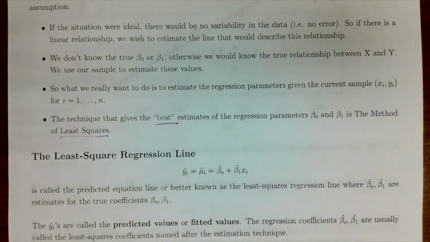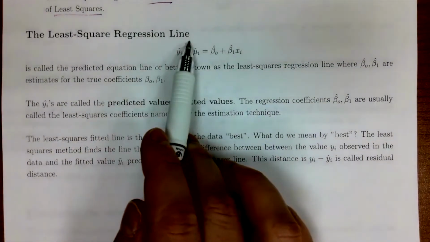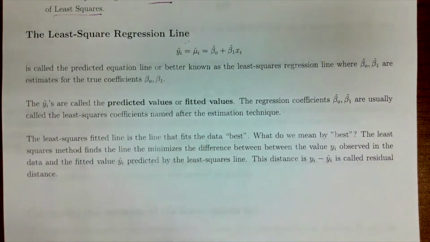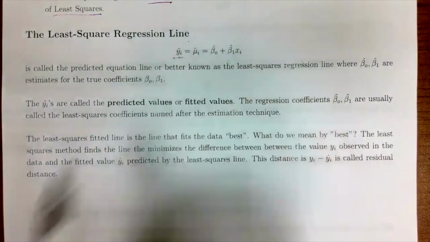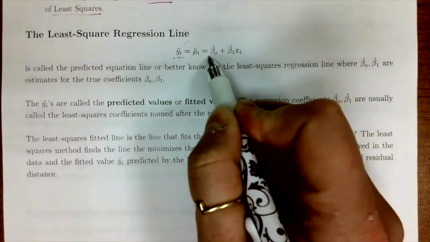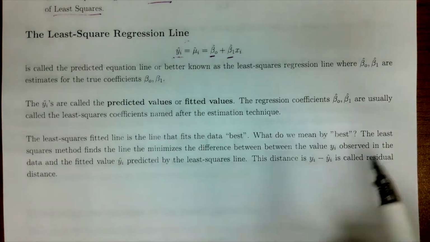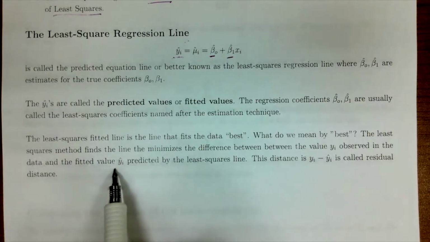But best could mean a lot of other things, and there could be maybe a different estimate that you want to use. But for our case, we want to talk about the least squares regression line. Okay, so the whole idea is we are going to get predicted values, which we represent by y hat, and we get estimates for beta naught and beta 1. We're going to get these values by minimizing the difference between what we observe and the fitted line.